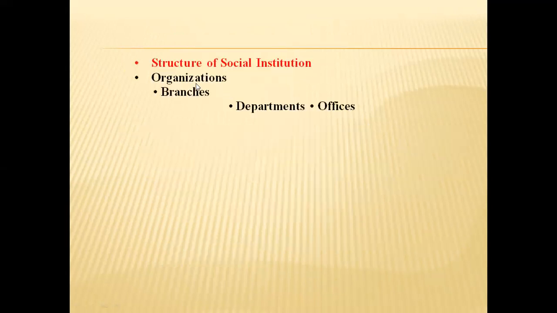And next, the structure of social institutions. Suppose any institution, such as a college or university, has some properties and organization.